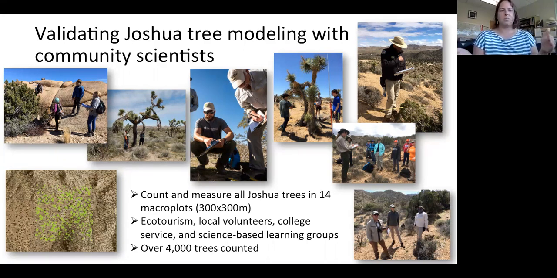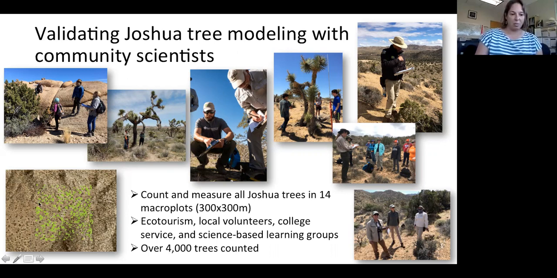Say, you know, we're seeing some changes we think, but let's go out and really see what's happening on the ground. So we participate in community science here. So we have volunteers, different student groups, all sorts of people, local people, people from all over the world come in and do science with us in the park. And essentially, we went across the park, counted and measured all the Joshua trees in 14 macroplots, over 4,000 trees we counted and measured to try to get at, you know, where are the Joshua trees reproducing best already? And has this changed due to any kind of hotter temperatures?